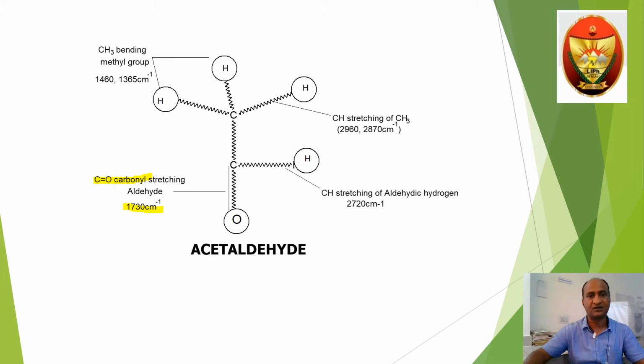Likewise, the CH stretching of the aldehyde is absorbed at 2720 reciprocal centimeter. Likewise, the methyl group's CH stretching is absorbed at around 2960 to 2870. Likewise, the CH bending of the methyl group is observed at 1460 to 1365 reciprocal centimeter. This explains that if those absorptions are there in the infrared, then we can say that our molecule is acetaldehyde.